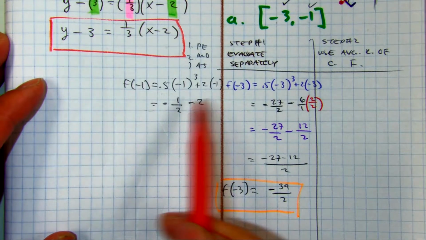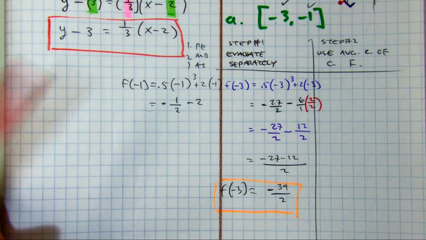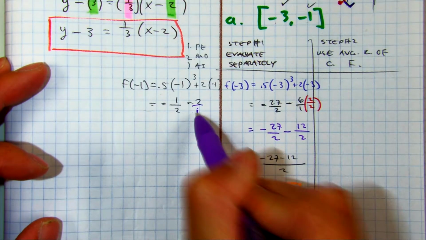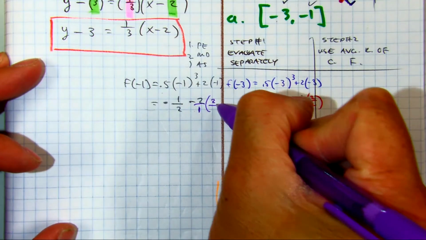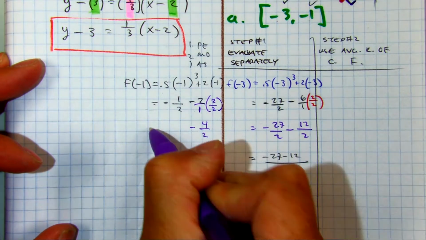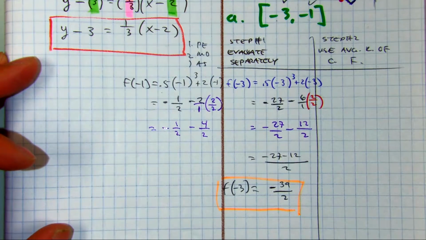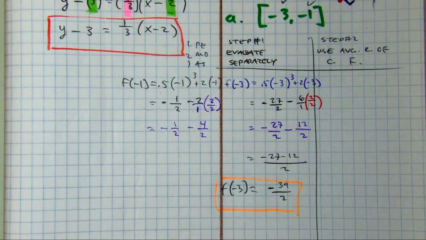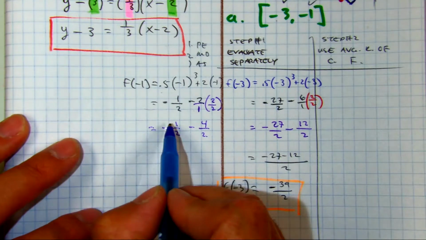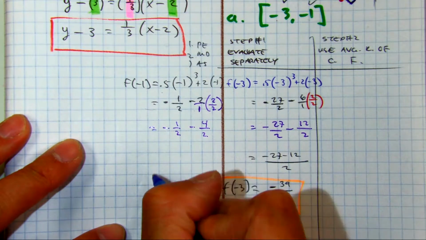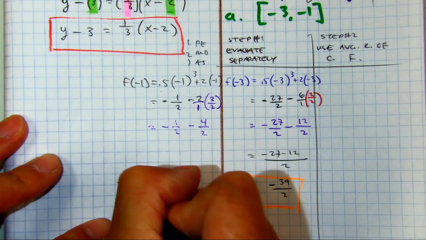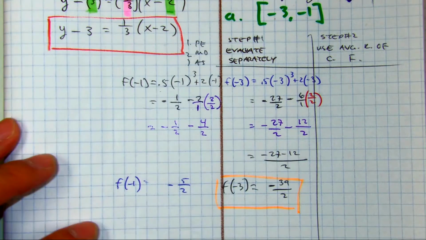Class, can I subtract these? Nope, not common denominators. Let's put it over 1. Negative 2 is equivalent to negative 4 over 2. So I have negative 1/2 minus 4 over 2. If you subtract those, what do you get? Negative 1 minus 4 is negative 5 over 2. So when f of negative 1, my output is negative 5/2.